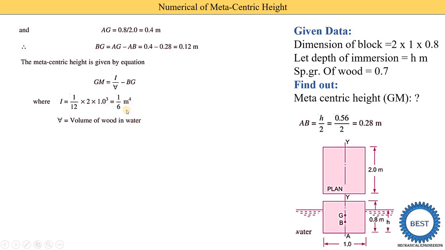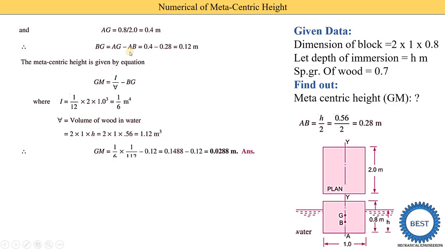Next we need to find out the volume of wood in water. So it is this 2 meter into 1 meter into this h. What is the h? h is 0.56. So we multiply 2 into 1 into 0.56. We get the answer 1.12 meter cubed.